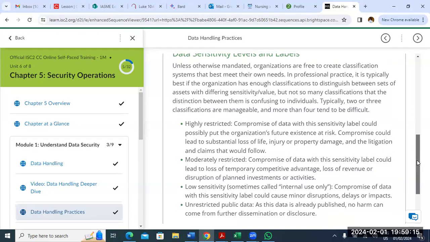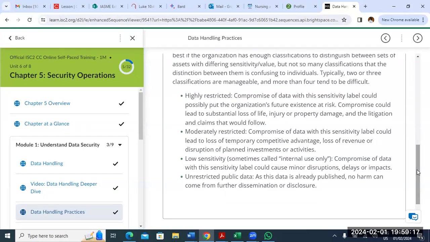Then for the moderately restricted also, compromise of data with this sensitivity label could lead to loss of temporary competitive advantage, loss of revenue, and/or destruction of planned investments or activities. So that is for the moderate one. The implication is not as high as the highly restricted. Then for the low sensitivity, it's called internal use only. Compromise of data with this sensitivity label could cause minor destruction, delays, and also impact.